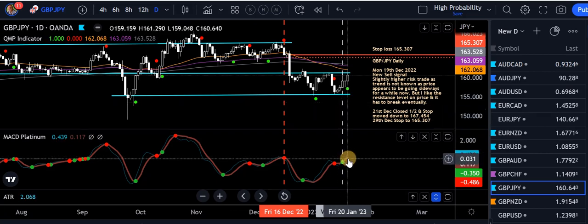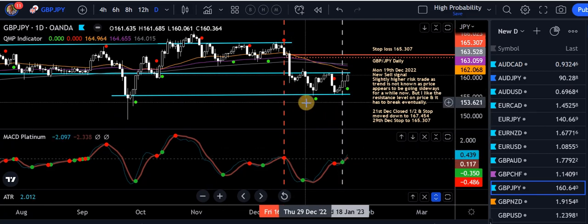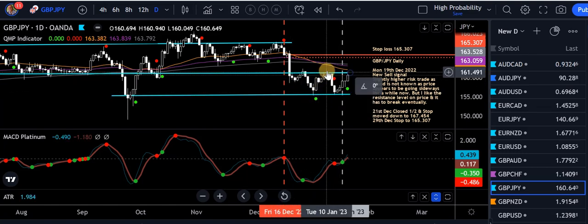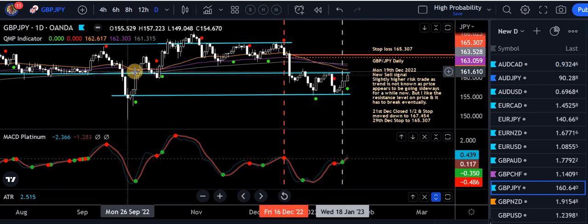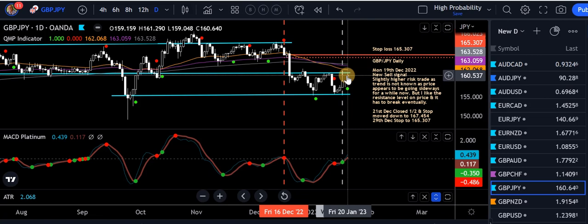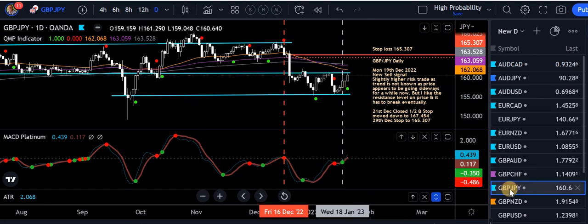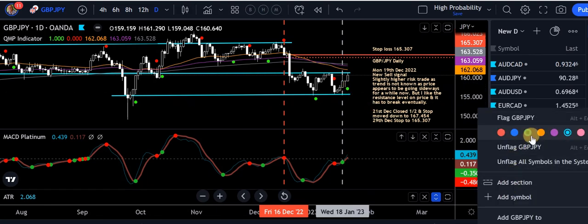I'm a bit concerned that the MACD Platinum's already through the zero level, but I like this support level here. And it's generally a pair that moves pretty well, but like I said, with all the yen pairs lately, it's been up and down. Break this high here. This seems to be an ongoing line I've had on my charts, and price seems to be attracted to it. Hopefully it'll break through. So Monday I'll look at taking that trade. I'll just mark that there.